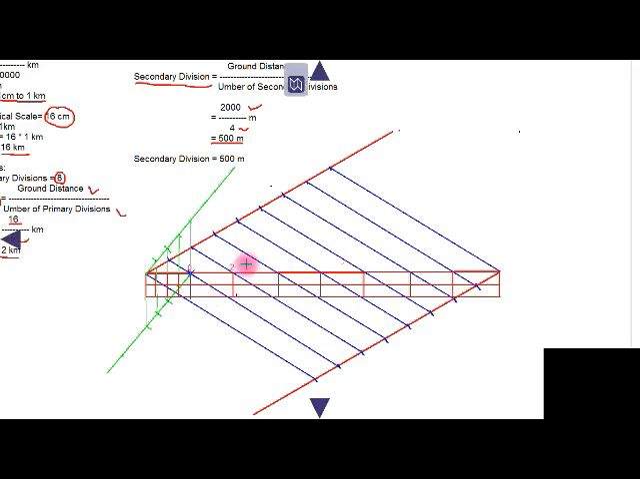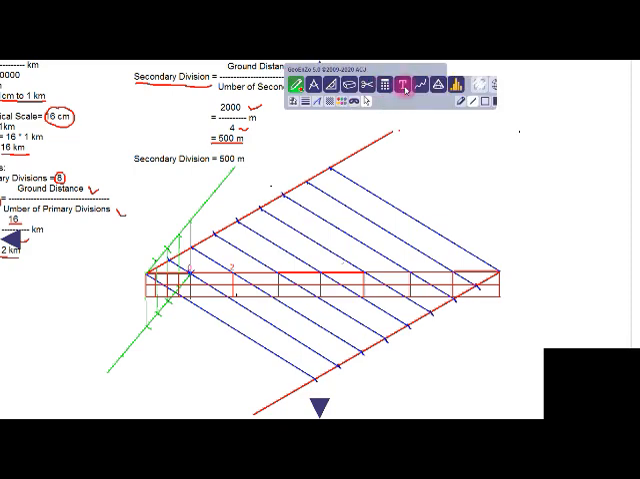After that we have to put, okay, so 0. Then what is the interval? The one primary division showing 2 kilometers, so 2 will be here. Okay, then insert that 2.